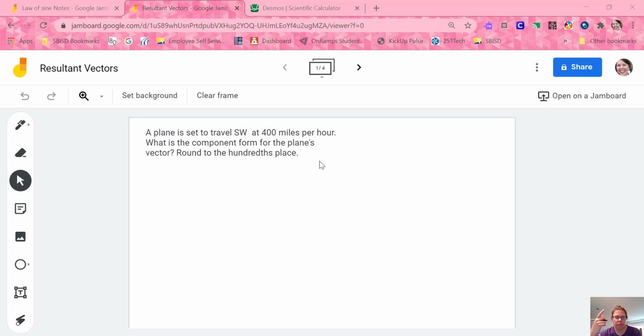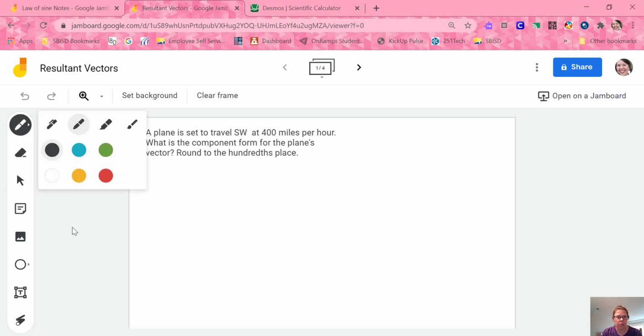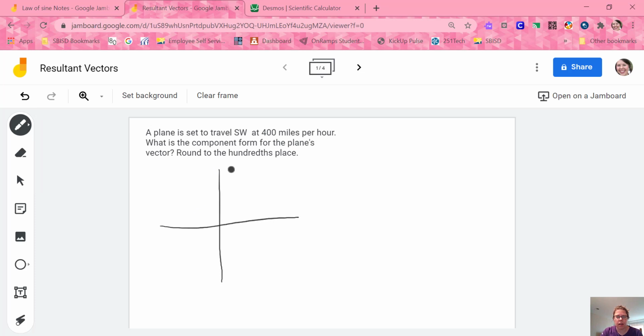The first thing we need to think about is, okay, what the heck is southwest, Miss H? What I want you to think about is north, south, west, east, just like our unit circle, just like our quadrants, like everything we've drawn in the past. What is north? What is south? What is west? What is east? And so southwest would be here.